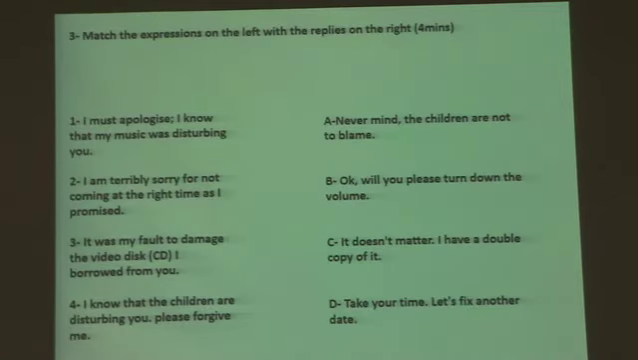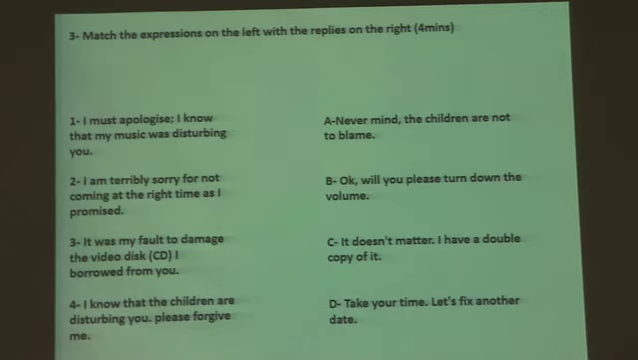Alright, now it's time for more practice. Match the expressions on the left with the replies on the right. Let's read them all together. So number one, I must apologize. I know that my music was disturbing, that music was so loud and there are other people somewhere getting disturbed of our act. So which one do you think is the right reply? Is it A, B, C or D? I'll give you some time to think about it.